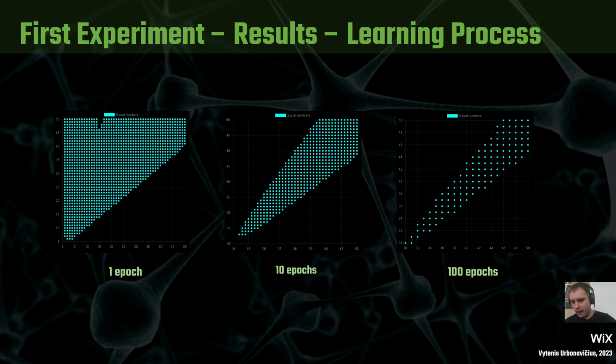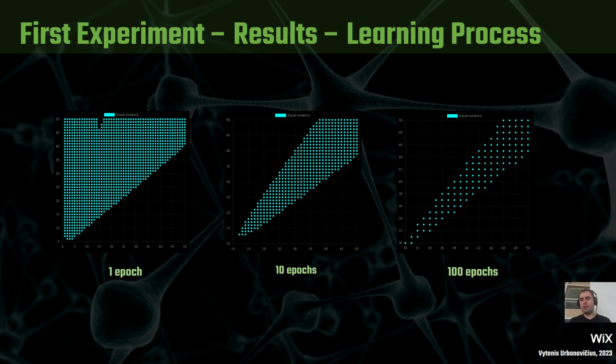So after one epoch, after one iteration, my model was thinking that most of the numbers out there are equal to each other, which is obviously not right. When I ran it for 10 epochs, everything narrowed down and was closer to reality, but still pretty bad. After 100 epochs, it became even better, but still I could observe that for some reason, the bigger the numbers get, the wider this range of equal numbers is, based on what my model perceived as equal numbers.